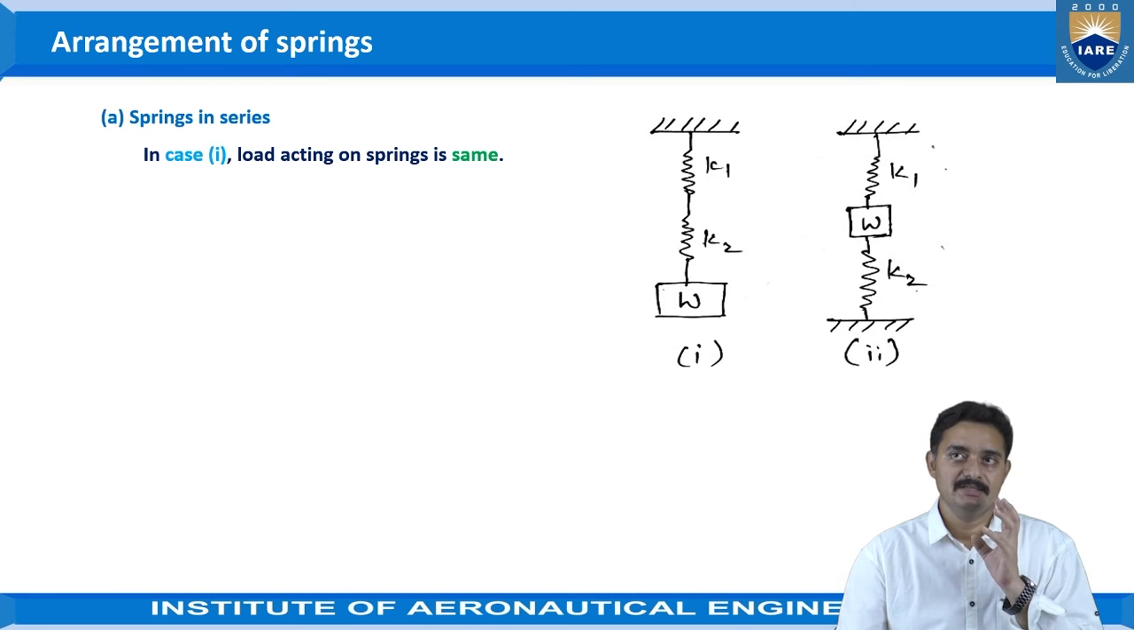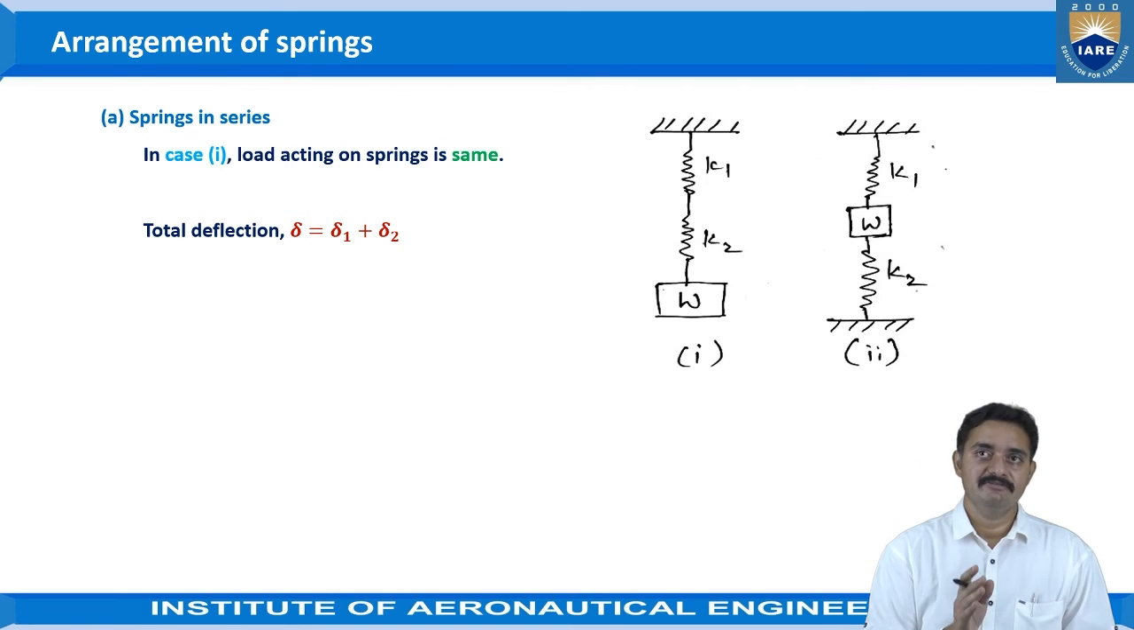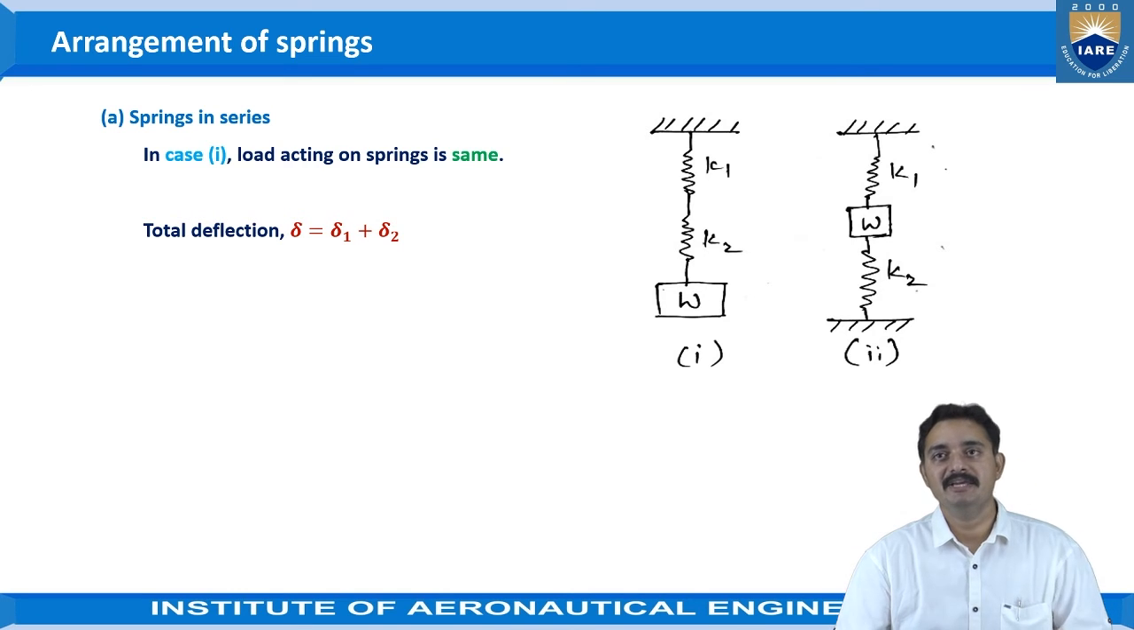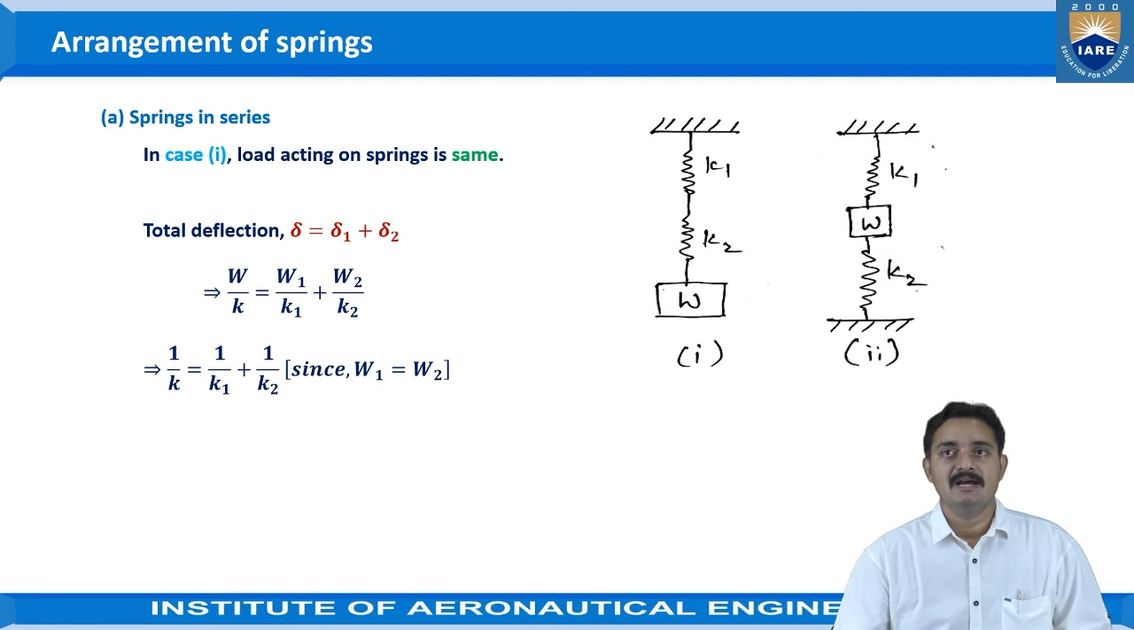The load W acting on each spring, that is both the springs, is the same here. Total deflection delta is equal to delta 1 plus delta 2, where delta 1 is the deflection of spring 1 and delta 2 is the deflection of spring 2. So the total deflection would be delta 1 plus delta 2. From this we can write W by K is equal to W1 by K1 plus W2 by K2. Also, W1 is the weight acting on spring 1 and W2 is the weight acting on spring 2.